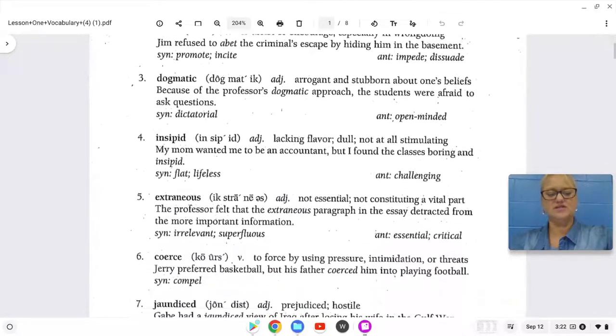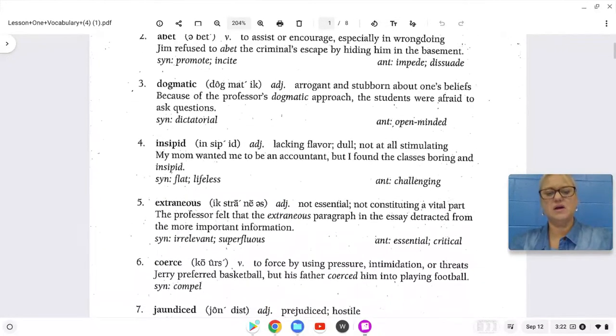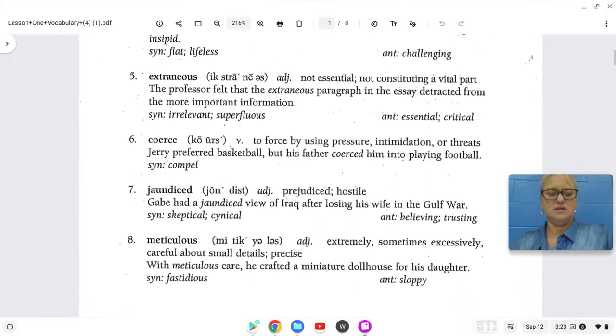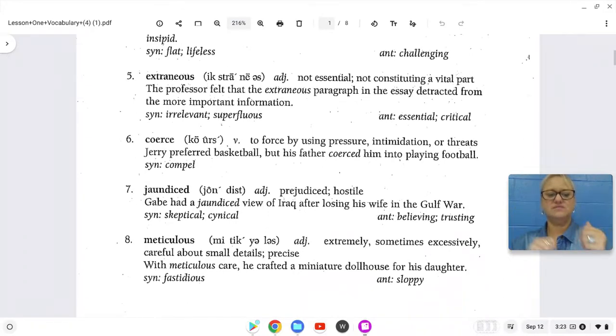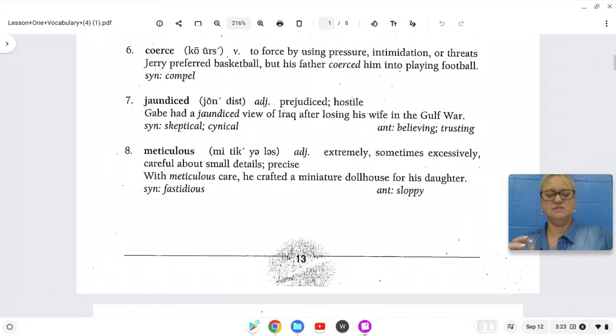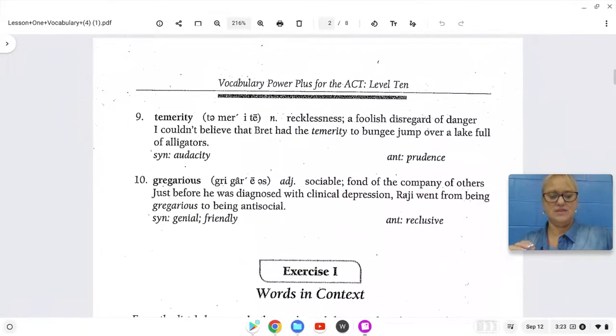Maybe I'm going to do adjectives in blue. It doesn't matter what color, just keep them consistent. So dogmatic and then adjective on the blank side in blue. Insipid, adjective in blue. Extraneous, adjective in blue. Jaundiced, adjective in blue. And meticulous, adjective in blue. And then gregarious, adjective in blue.